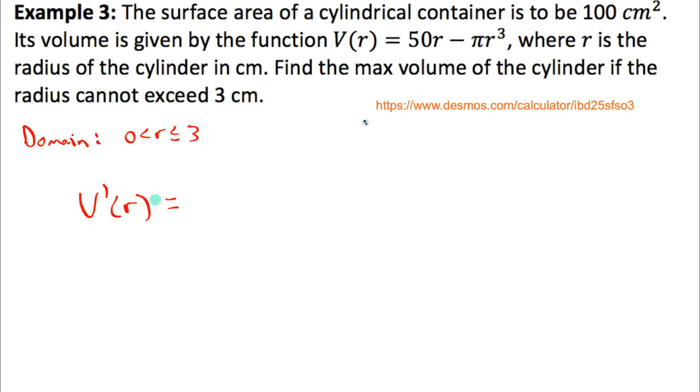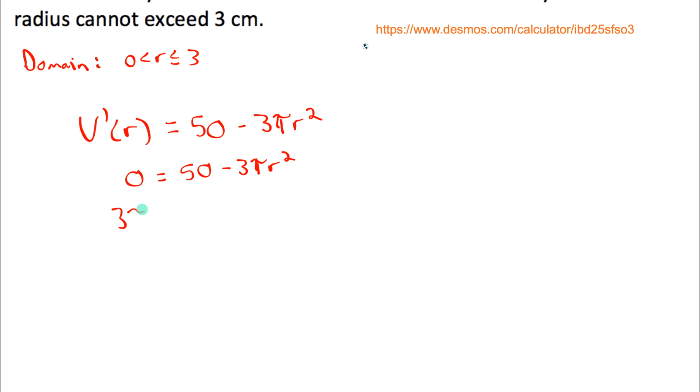So the derivative of the volume function would equal 50 minus 3 pi r squared. And now we'll solve this equation for 0. So 0 equals 50 minus 3 pi r squared. And now we just have to isolate r. So 3 pi r squared equals 50. R squared equals 50 over 3 pi. So r equals plus or minus, well, I don't actually care about the negative because we can't have a negative radius length. So I'll just do the positive square root of 50 over 3 pi.